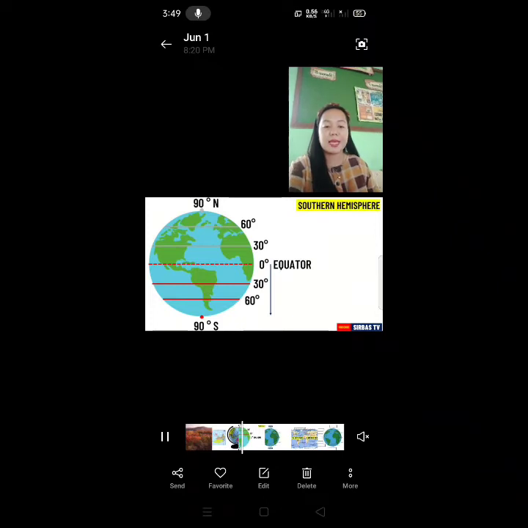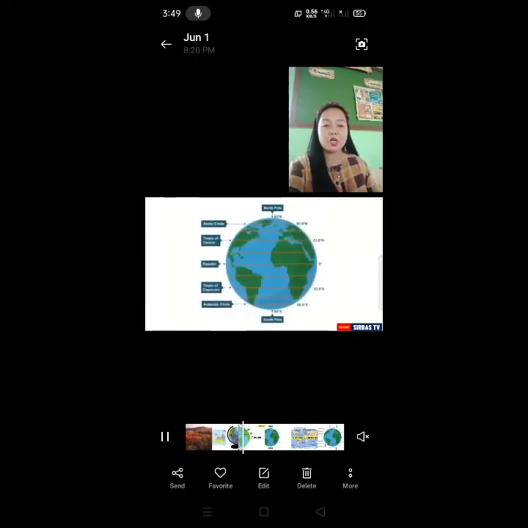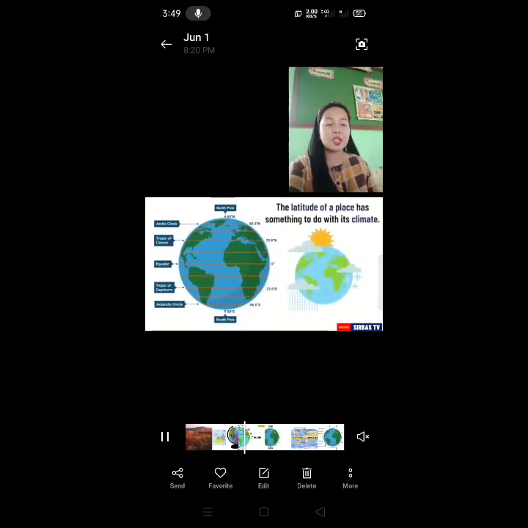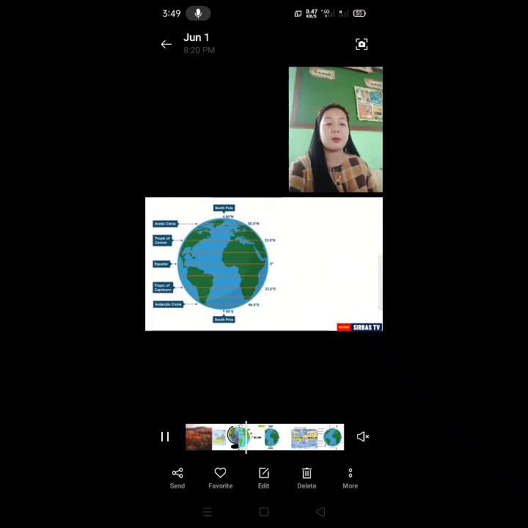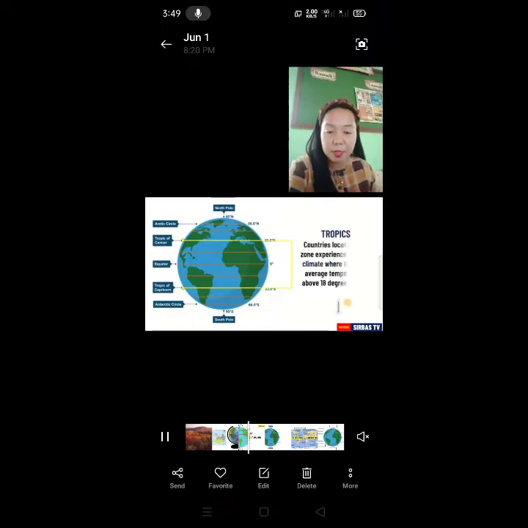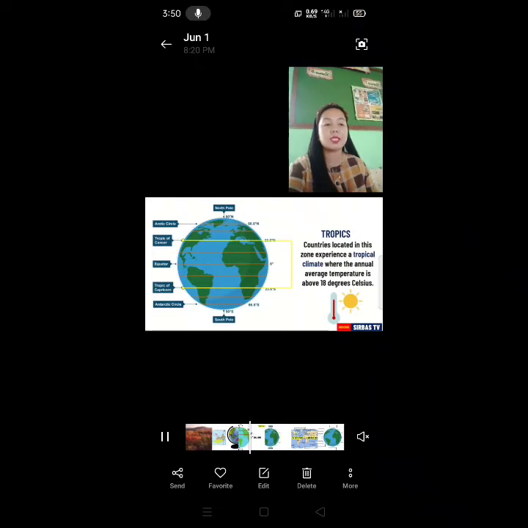So, the notable latitudes are shown in the pictures and they are given special names. The latitude of a place has something to do with its climate. The part of the world between the Tropic of Cancer and the Tropic of Capricorn is what we call the tropics. Countries located in this zone experience a tropical climate where the annual average temperature is above 18 degrees Celsius.